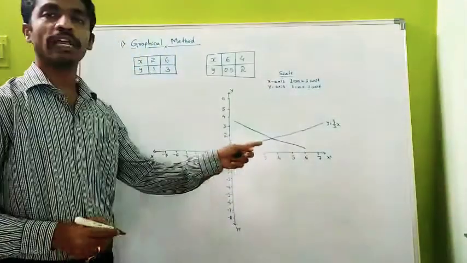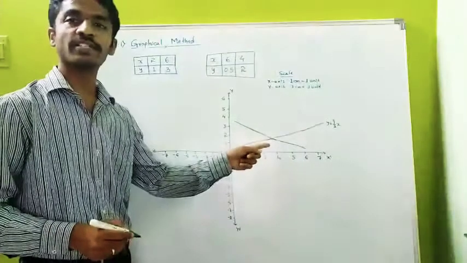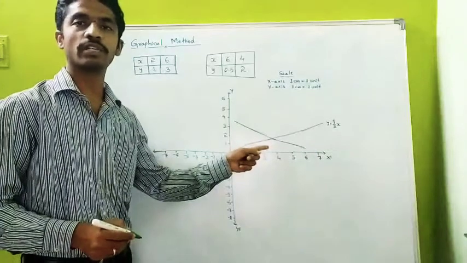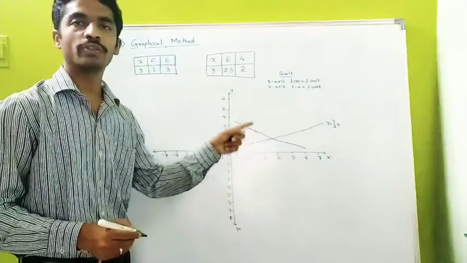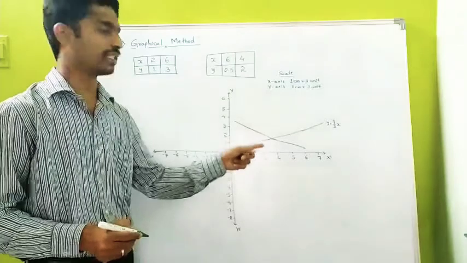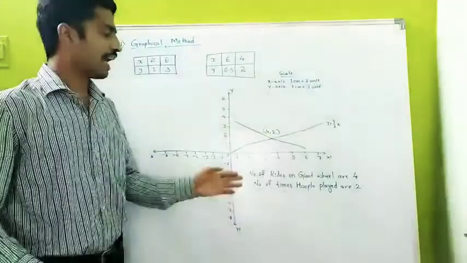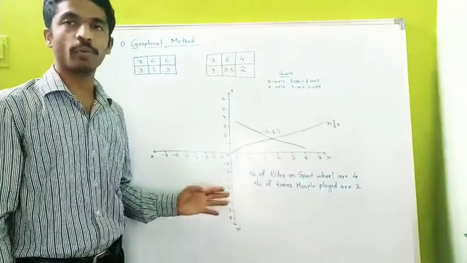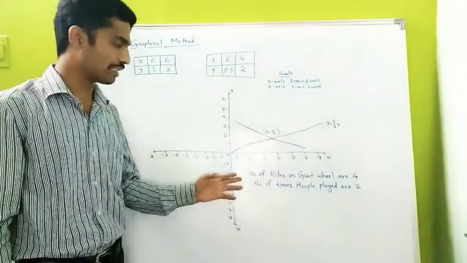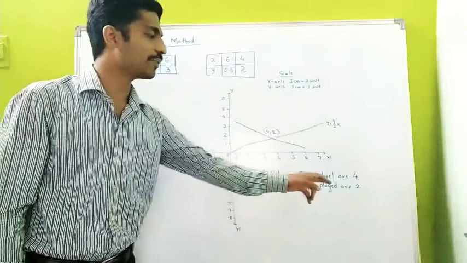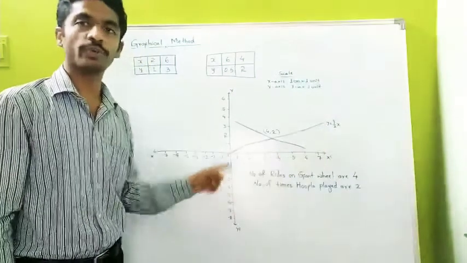Okay, so like that we will get the intersecting lines. What are those lines? Intersecting lines. Where those are intersecting, that is our answer. That is 4, 2. At the end you have to write, if it is a word problem, you have to conclude the answer. Number of rides on the giant wheel are 4, because we took the x there.